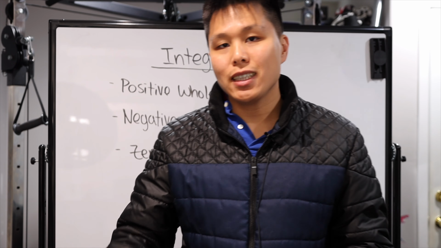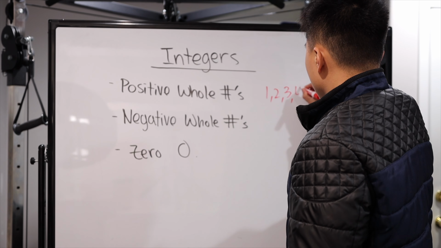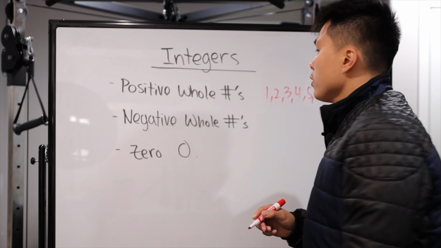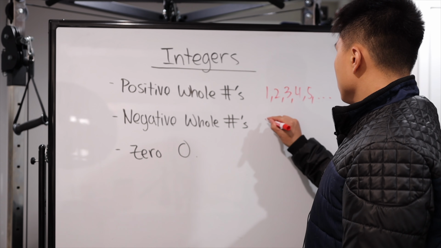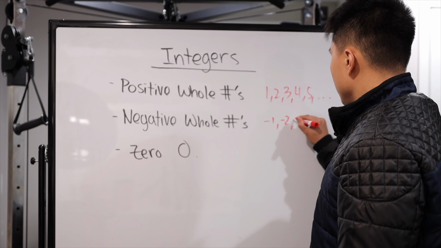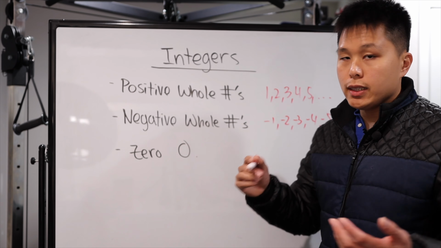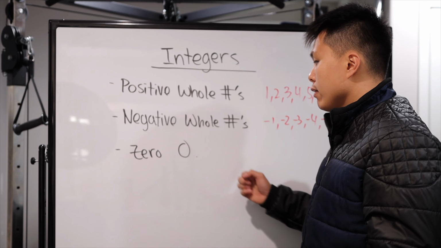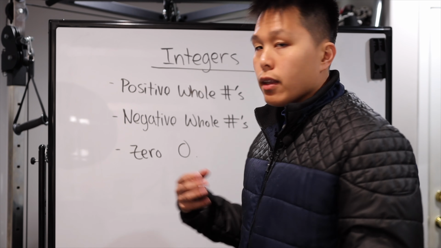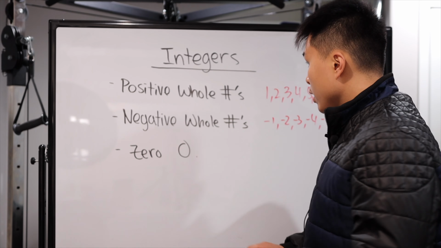The first one, positive whole numbers, fairly simple. Once again, 1, 2, 3, 4, 5, so on and so forth. Easy stuff. Negative whole numbers, -1, -2, -3, -4, -5, so on and so forth. Easy stuff, right? It can go on forever positively, it can go on forever negatively. The key is also that the number 0 is included as well, so 0 is part of the integers.